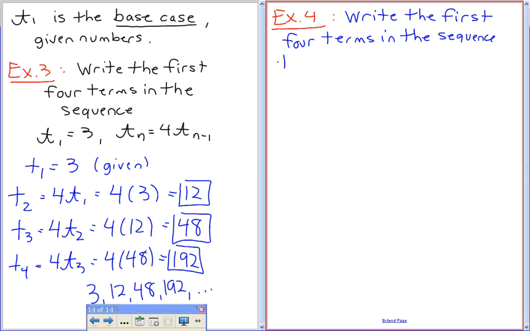T1 is -2. T2 is 3. And Tn equals 2Tn-2, I'll remember here.